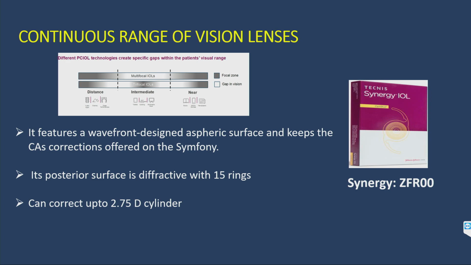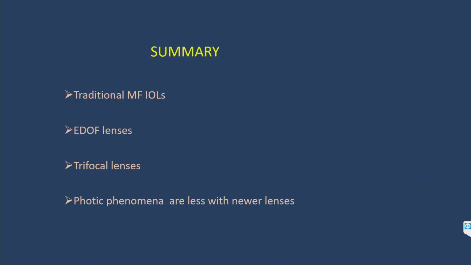Now the last in the spectrum is the continuous range of vision lenses. See, if you can see this here, with my bifocal lenses, it had a distant focus and a near focus, but there was a gap in the center. Then with trifocal lenses, the distance, intermediate, and the near vision was good, but at the junctions, there was a gap. So in these junctions, they employed the EDOF technology to give a continuous range. So one of such lenses is Synergy, and they have a toric platform also with that.